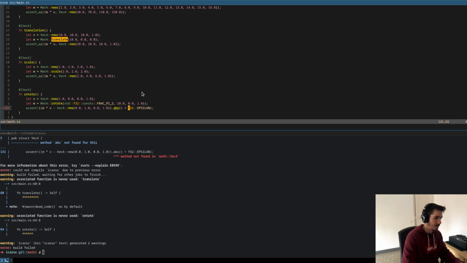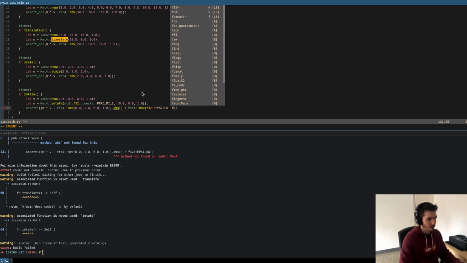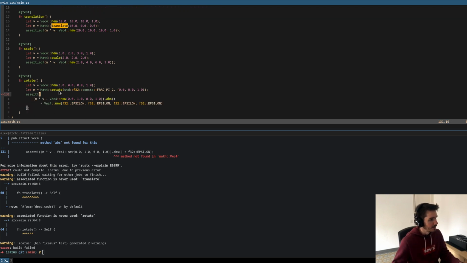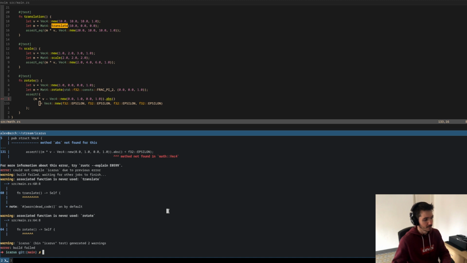If we could have a vector where all the three coordinates are epsilon. But maybe we need to derive some trait in order to compare. Maybe we need the partial OR trait.